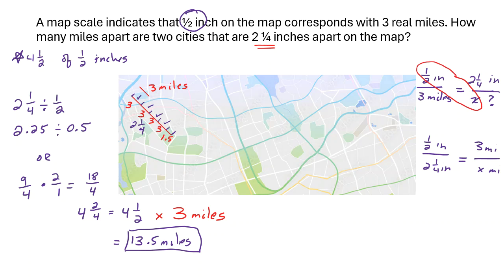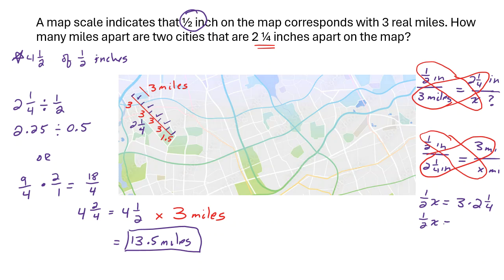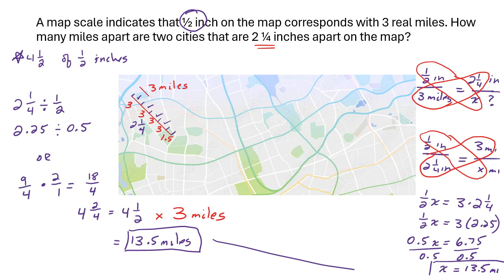Okay, notice the half and the x are across from each other in both of these proportions, and the 3 and the 2¼ are across. All right, so we're going to go 1/2 times x equals 3 times 2¼. You could just use your calculator and go 3 times 2.25. So we get 6.75. We could change that to 0.5x equals 6.75. Divide both sides by 1/2, which is the same as multiplying both sides by 2. And we should get 13.5. Yeah, 13.5, right? Because that's what we got doing it the other way. So we should get 13.5 no matter which way we do it.